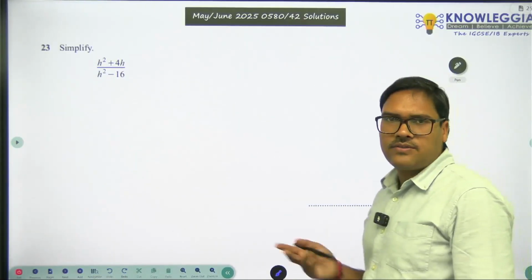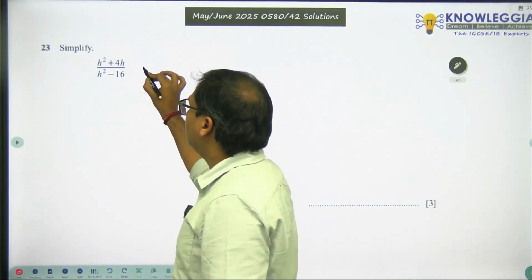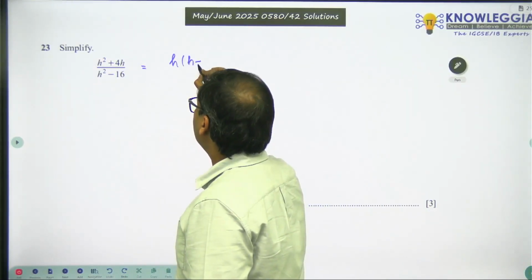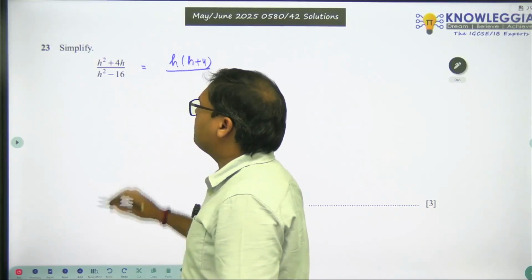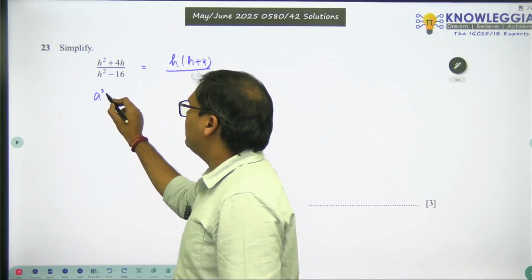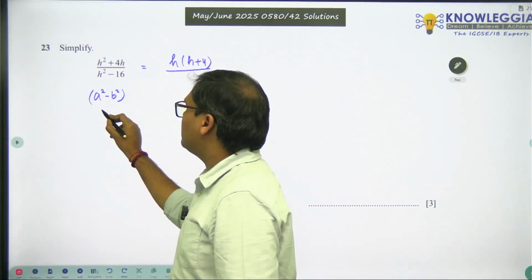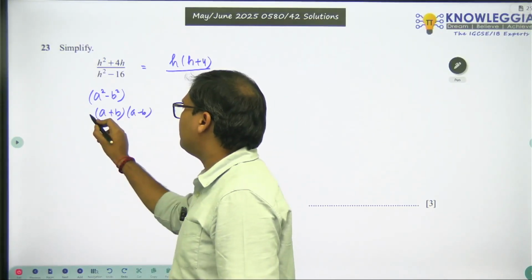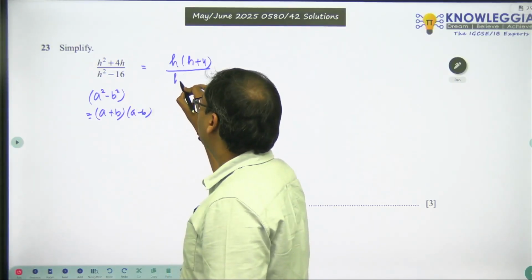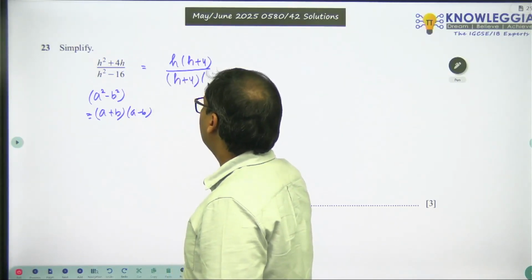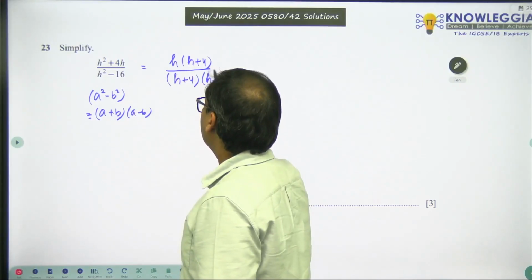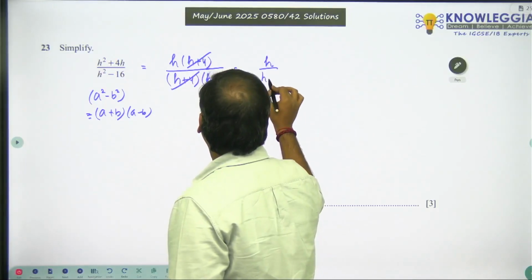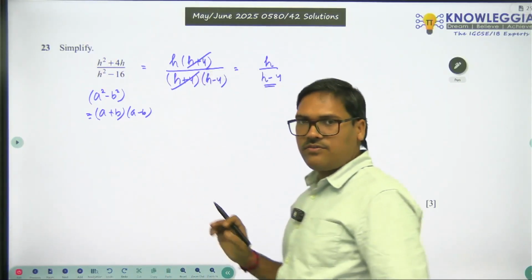Now in this question you have to simplify this. So what you can do is you have to just take the common factors. You can see in the numerator, this is h into h plus 4. I can take h common. And here, this is simply the identity a square minus b square, a plus b into a minus b. So this is h plus 4 into h minus 4. So now h plus 4 is cancelled out. So what is the answer? This is h upon h minus 4. That is the answer for this question.